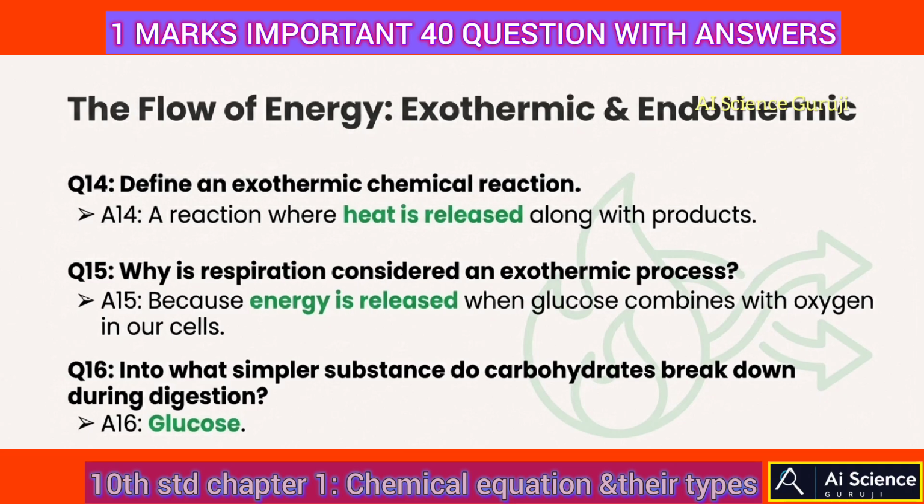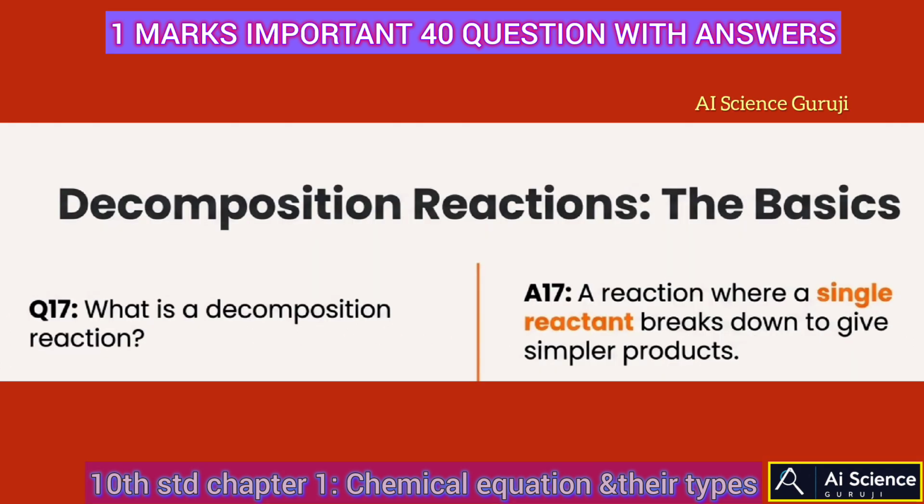Answer. A reaction where heat is released along with products. 15. Why is respiration considered an exothermic process? Answer. Because energy is released when glucose combines with oxygen in our cells. 16. Into what simpler substance do carbohydrates break down during digestion? Answer. Glucose. 17. What is a decomposition reaction?